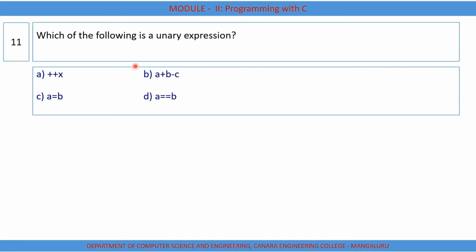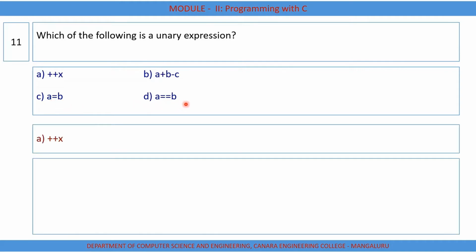Which of the following is a unary expression? First option, plus plus x. Option B, A plus B minus C. Option C, A equal to B. Option D, A is equal to B. The right option is option A, plus plus x. Option B, A plus B minus C, is a simple arithmetic expression which involves the binary operators plus and minus.